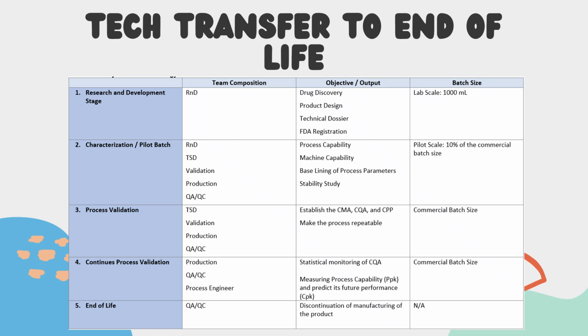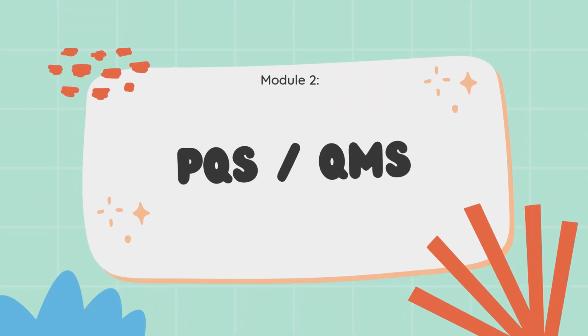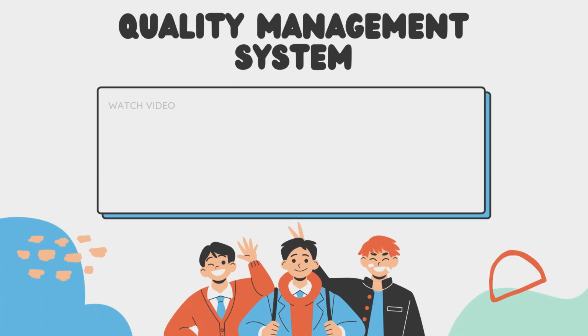So always remember, after approval comes production. And every stage from lab to exit must be documented, monitored, and controlled. That's the tech transfer to end-of-life journey in the world of pharmaceuticals. Product quality system and quality management system. To understand QMS better, please watch the video on the next slide.